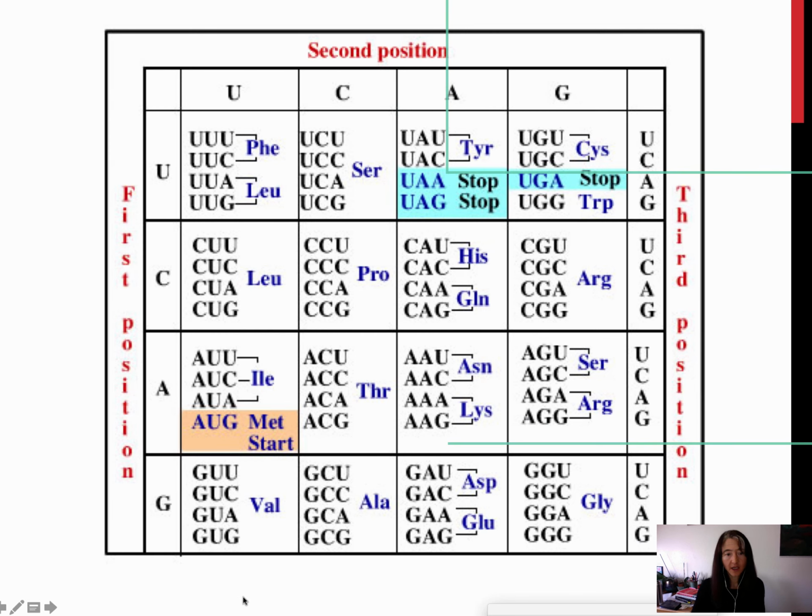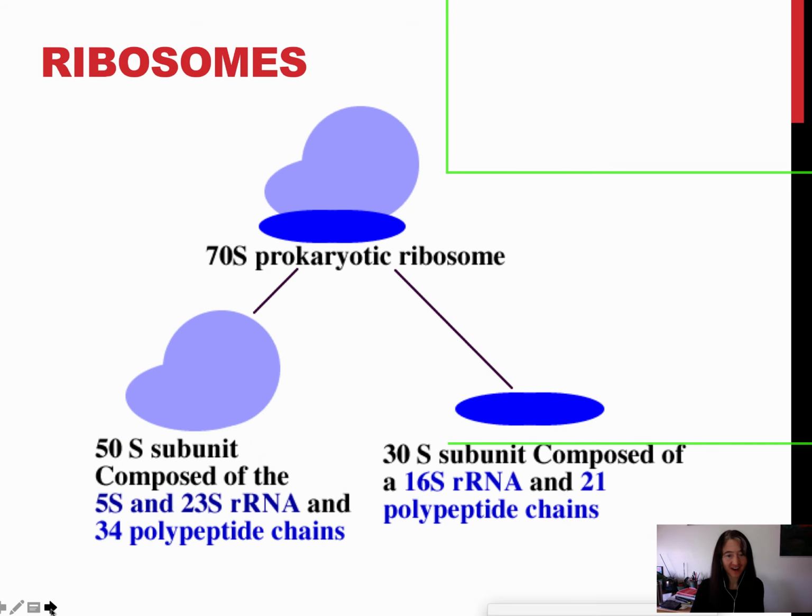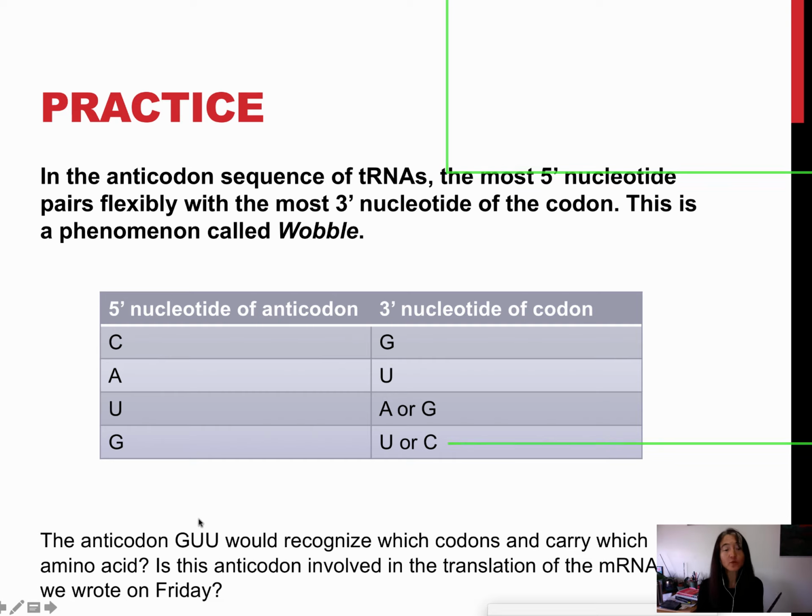There it is. So AAC or AAU, both encode for asparagine. Excellent. That's great. So the amide derivative there of aspartate. So we see how two different codons could be recognized by the same anticodon on the same tRNA carrying the same amino acid. Awesome. So then you can answer this question, is this anticodon involved in the translation of the mRNA that we wrote on Friday? And again, I'll leave that one to you to explore.